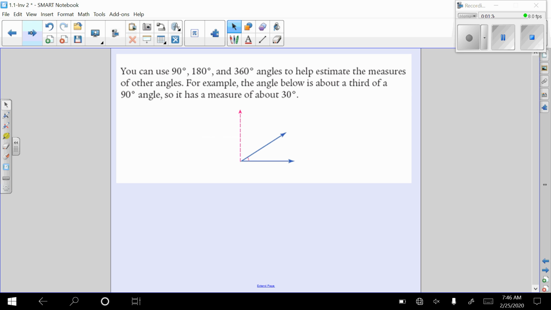You can use 90-degree, 180-degree, and 360-degree angles to help estimate the measures of other angles. For example, the angle below is about 1/3 of a 90-degree angle, so we'd estimate it's about 30 degrees.